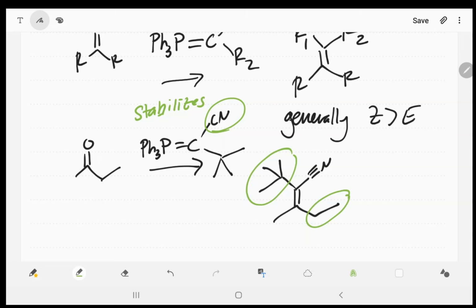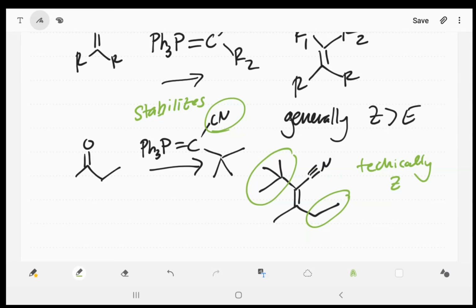Generally, that is called E, a trans relationship, but technically the nitrile has a higher priority, just because it's got the heteroatom there. So technically this is a Z-alkene, but it's still got the bulkier groups far from each other. So perhaps this was a bad example. But that's the idea. So we're looking at making the trans alkene here in terms of sterics, because that's going to be favorable thermodynamically speaking. Usually with these stabilized ones, we're looking at a thermodynamic product rather than a kinetic one.